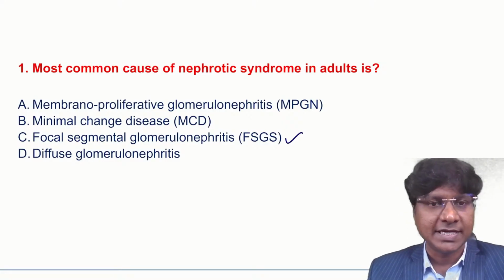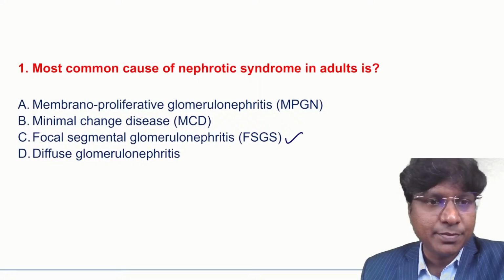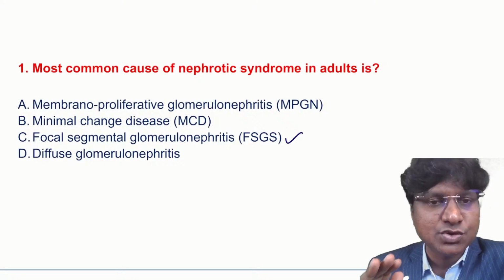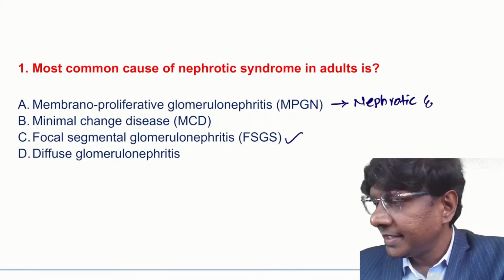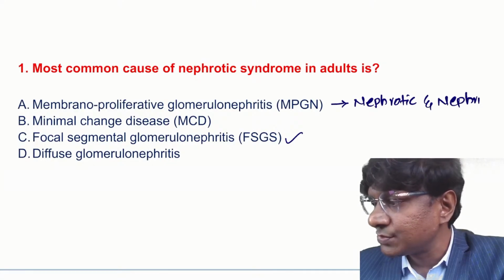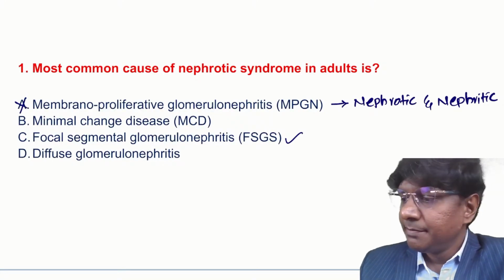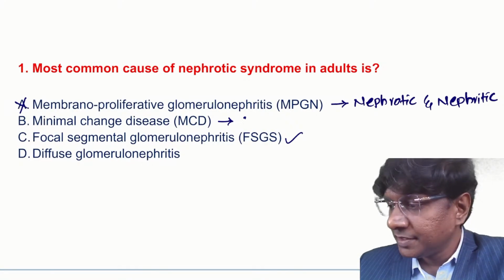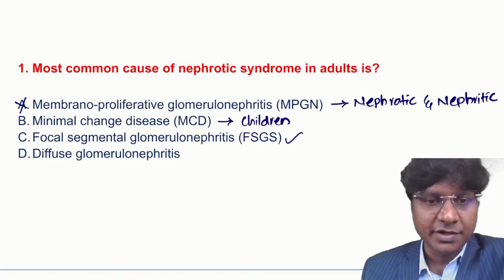How will you rule out the other options? Take membranoproliferative glomerulonephritis. It is not purely nephrotic and it is not purely nephritic. These individuals will have both a nephrotic and a nephritic picture. That is how your first option is ruled out. Take minimal change disease. This is the most common cause of nephrotic syndrome in children, and not in adults.